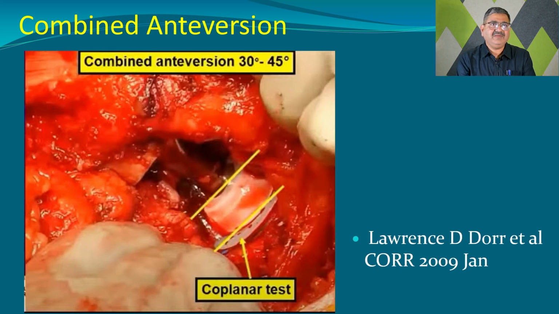Then the combined anteversion. The combined anteversion is judged by a coplanar test, and it should be between 30 to 45 degrees. The combined anteversion of the femoral component as well as of the acetabular component should be between 30 to 40 degrees. That is considered the best position.